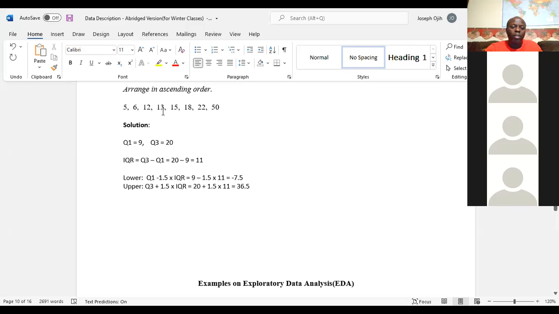Is there any number here that falls below the lower end? There's none. The lower end is negative 7.5. There's none of these numbers that fall below that. Now let's look at the upper end. Is there any number bigger than the upper end? The upper end is 36.5. And the only number bigger than that is 50. So that means our outlier is 50, because it falls outside the interval. Questions?